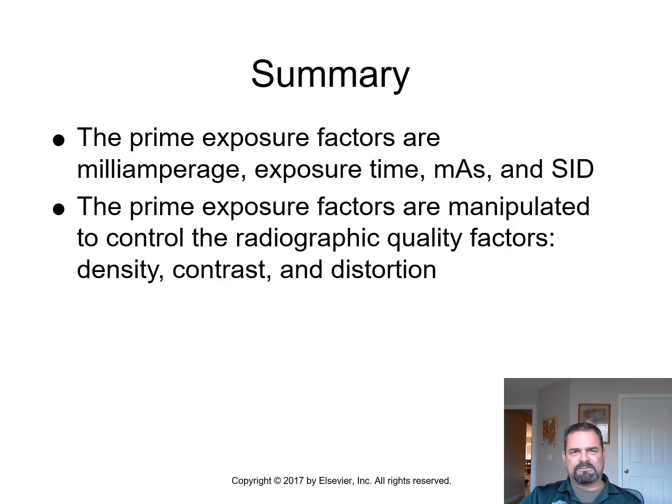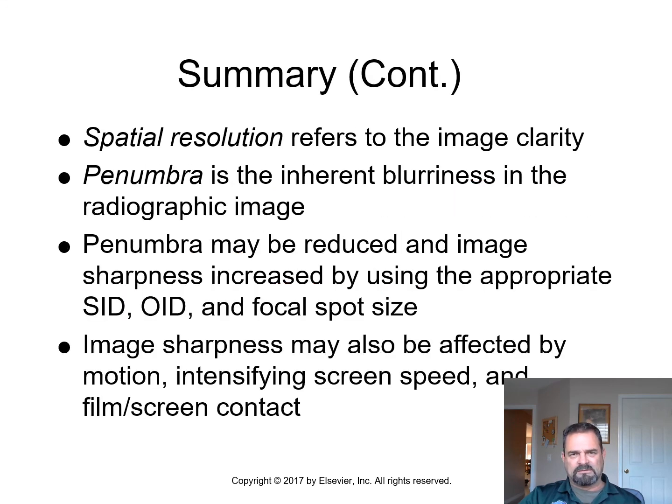So in summary on this particular chapter, the prime exposure factors are milliamperage, exposure time, mAs, and SID. You need to make sure you have this down pat because you'll see those on the test. The prime exposure factors are manipulated to control the radiographic quality factors, and you know this, density, contrast, and distortion. Spatial resolution refers to image clarity. Make sure you know that one. And penumbra is the inherent blurriness in the radiographic image. You will definitely see that on the test.